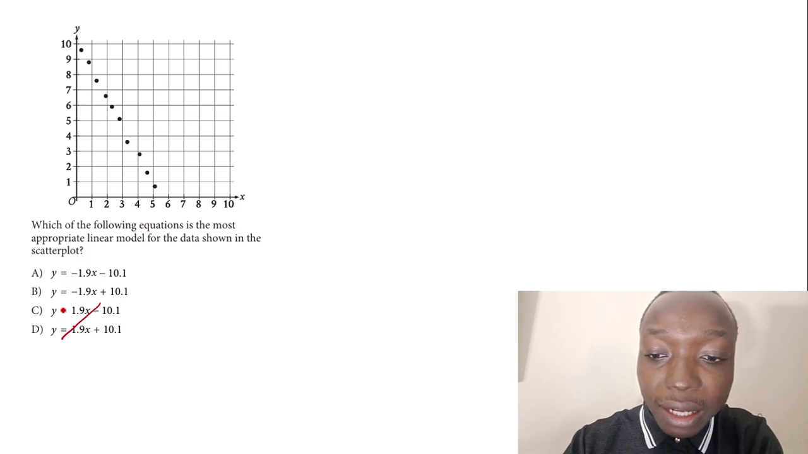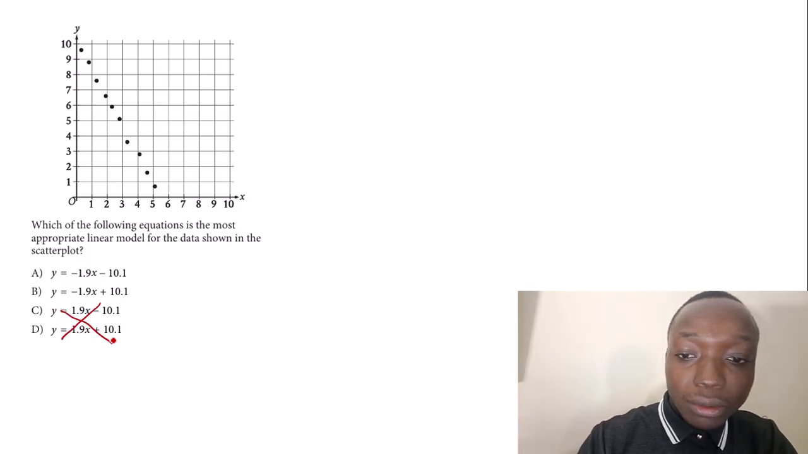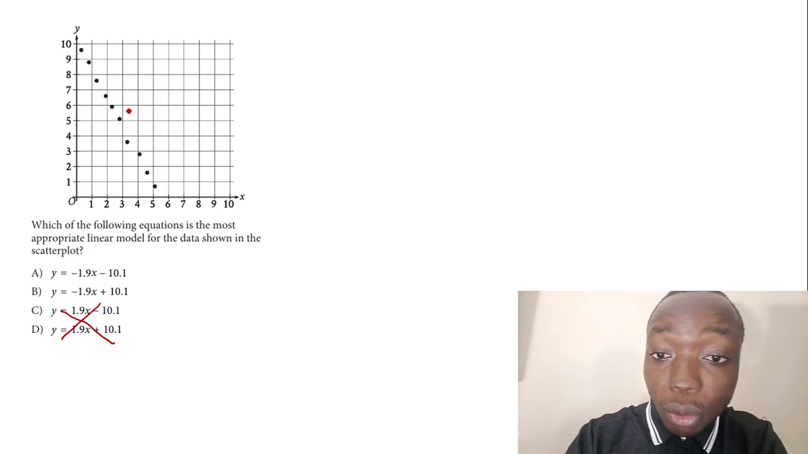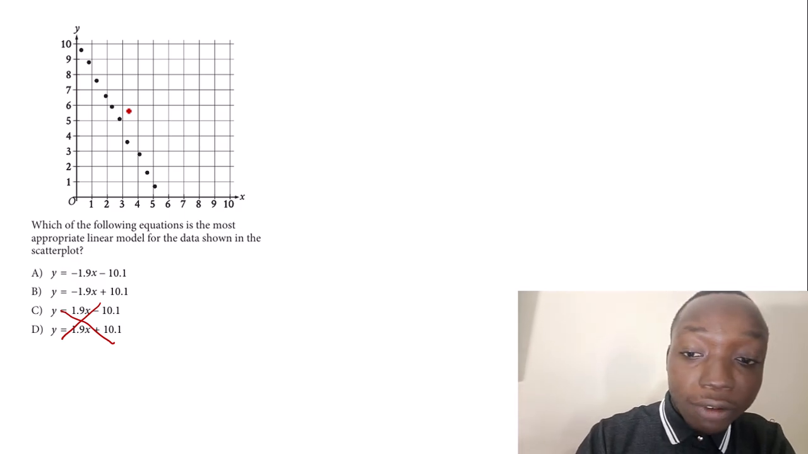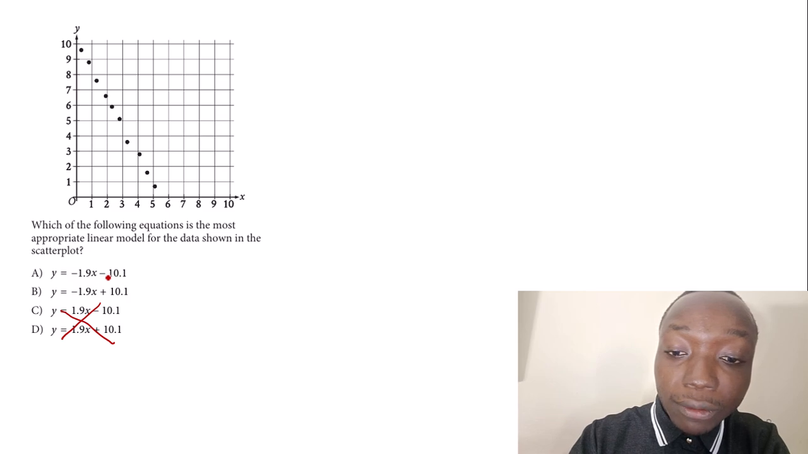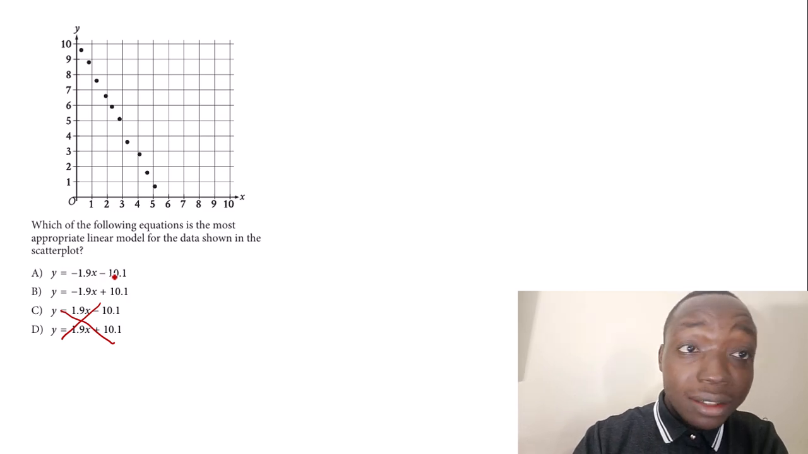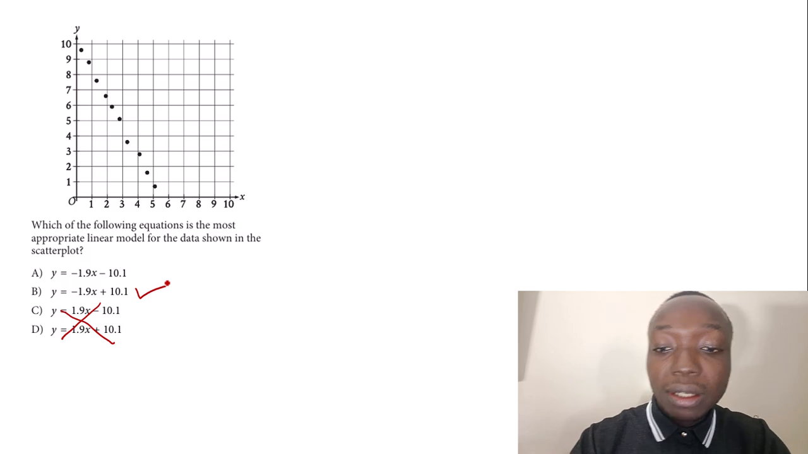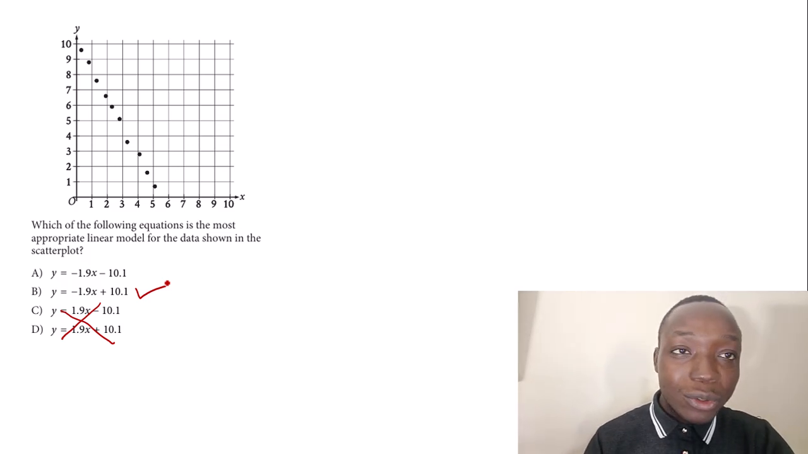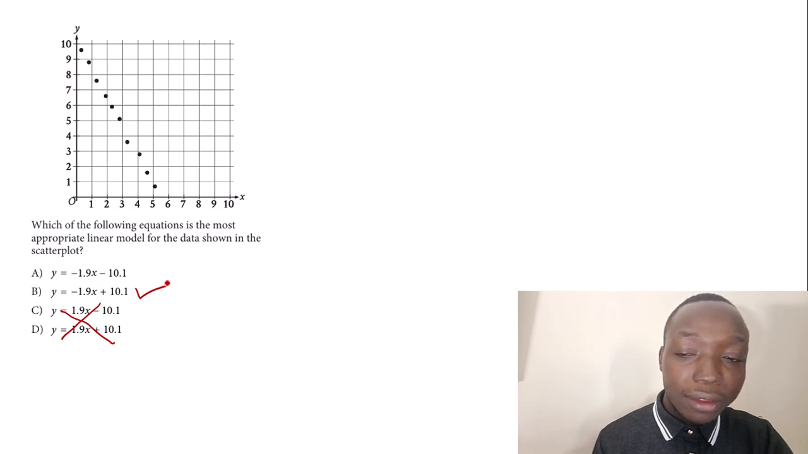So options C and D are automatically out. If you substitute a point, you should get a positive value. So option A would give you a more negative answer. So option B is clearly your answer. So you can get your answer without necessarily having to solve anything.